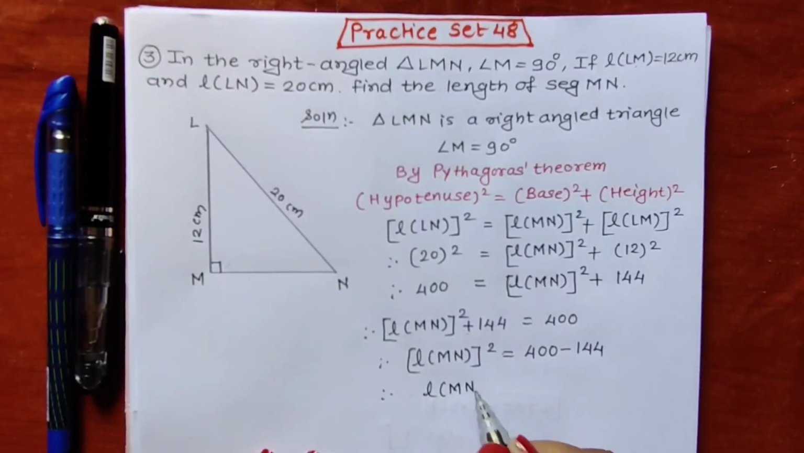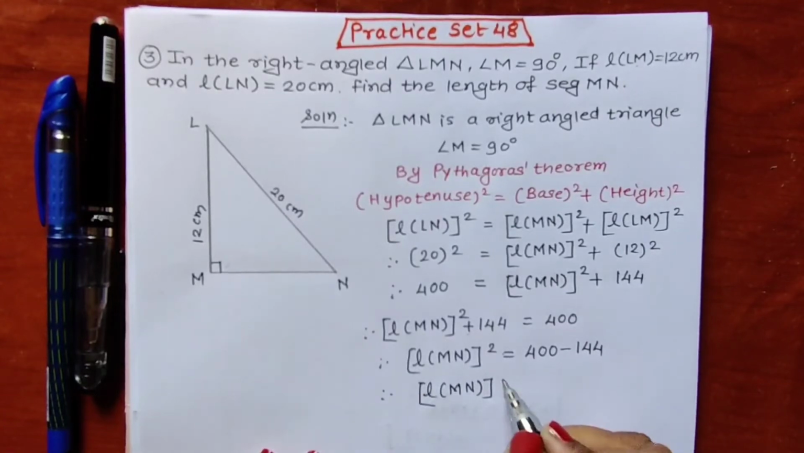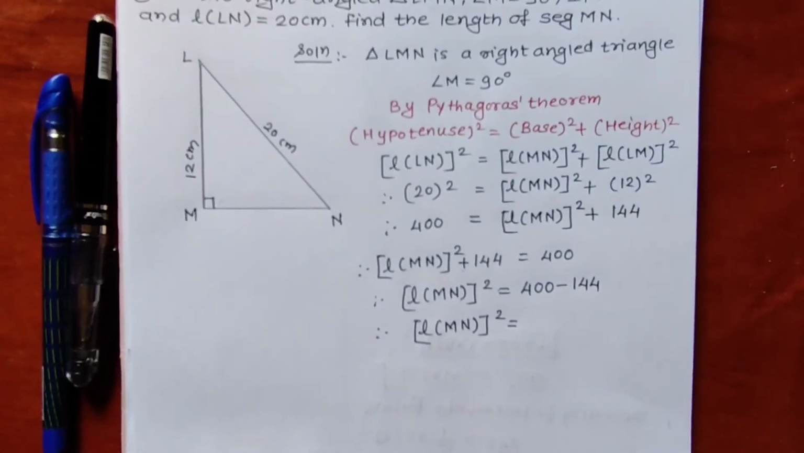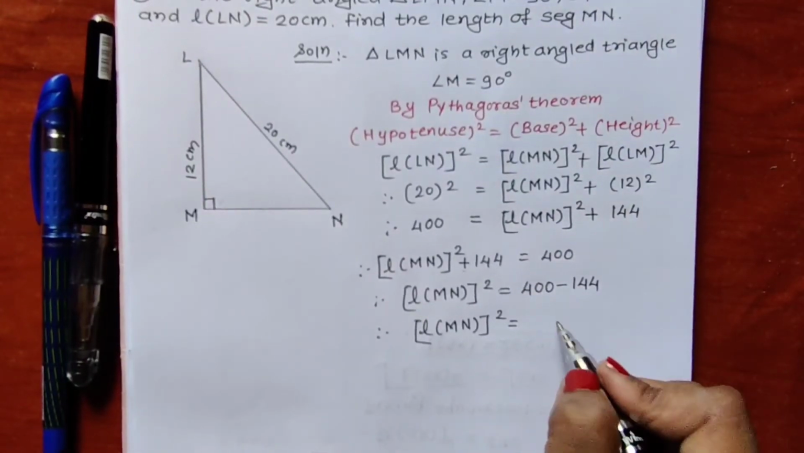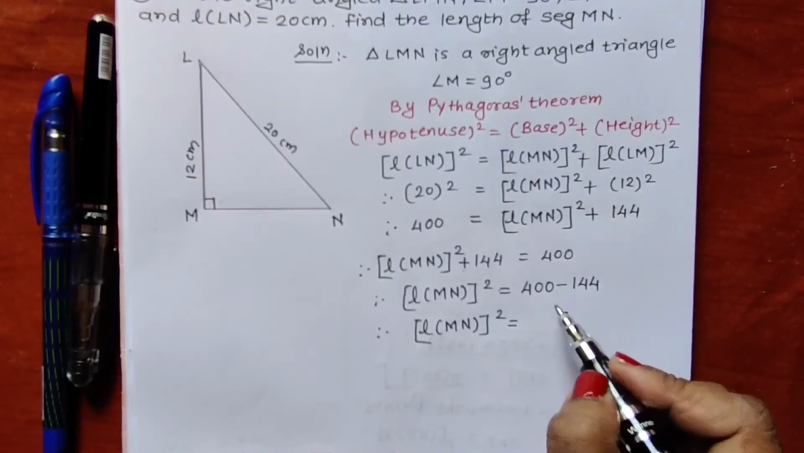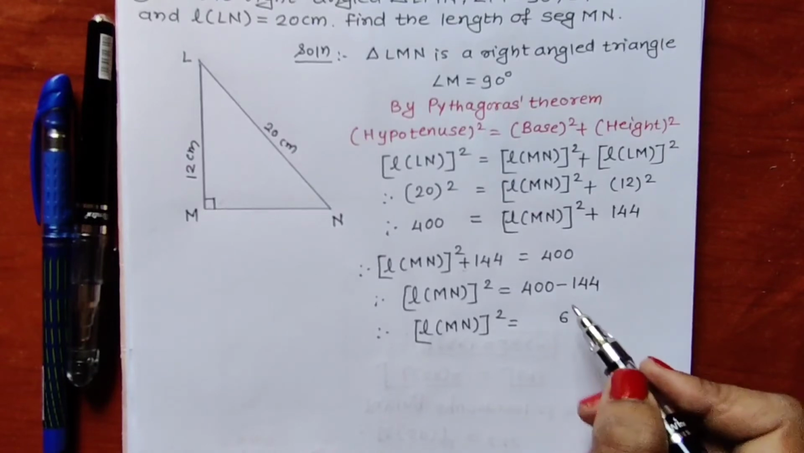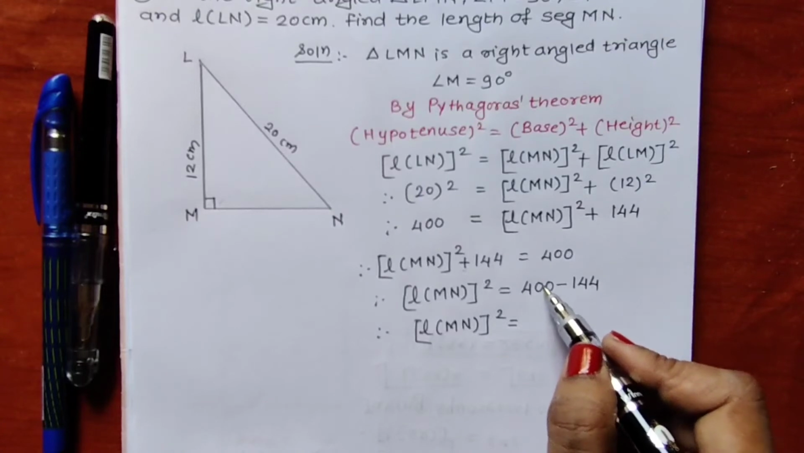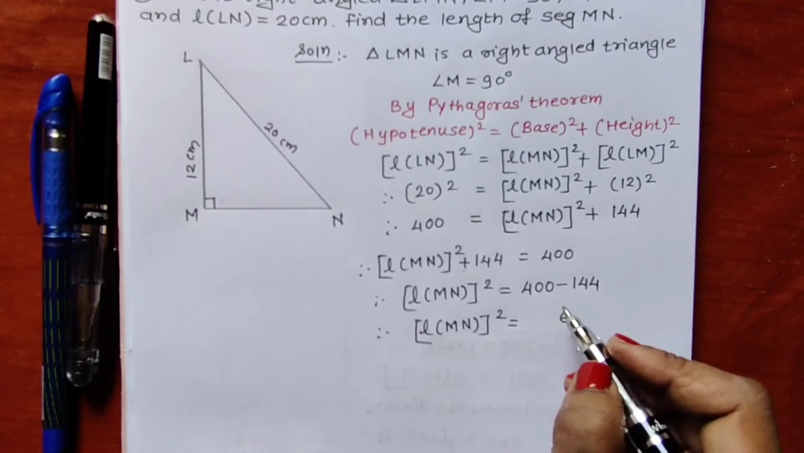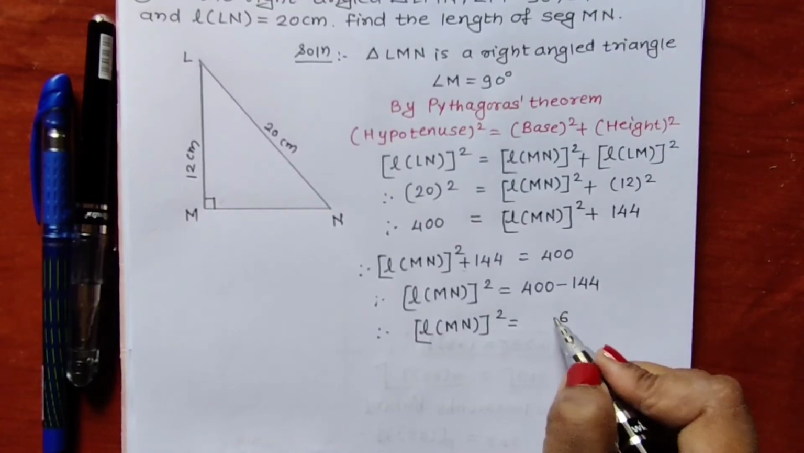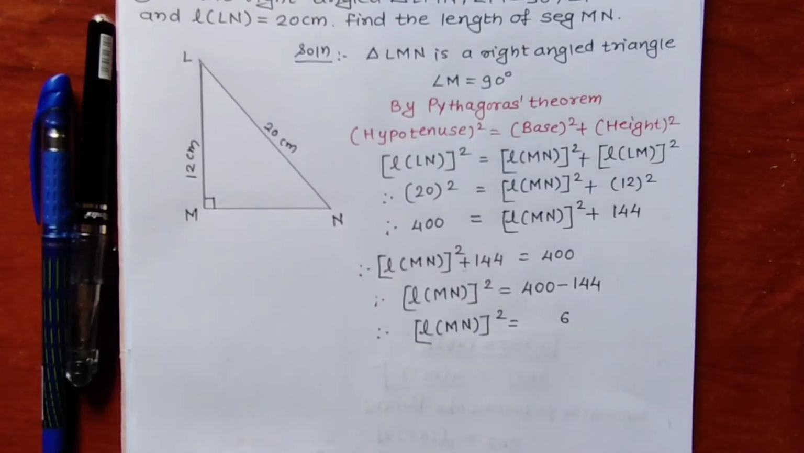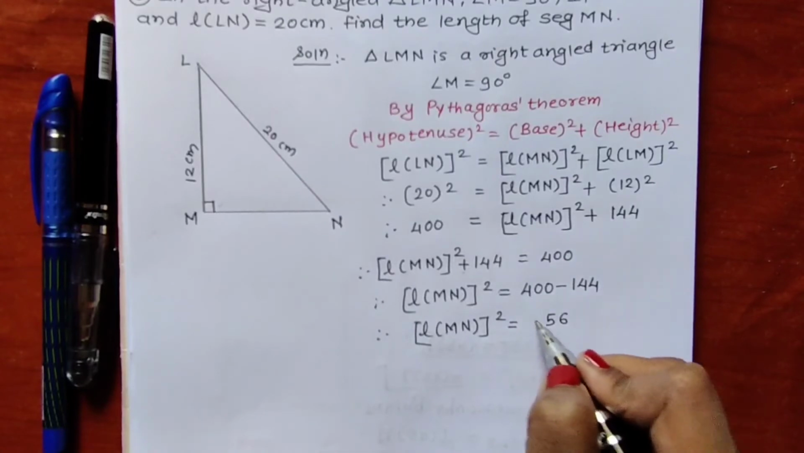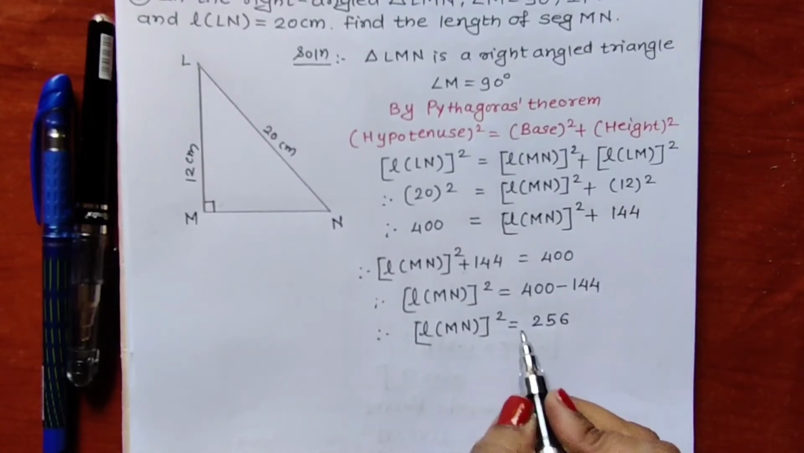Length MN square again as it is we have to write. Now subtract 400 minus 144. This will be 6. Correct. Then 10 minus 4 is 6. 1 we have borrowed from here. So 9. 9 minus 4 will be 5. 3 minus 1 will be 2. So in this way we are getting 256.